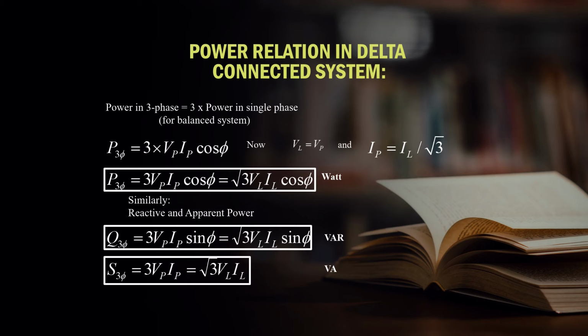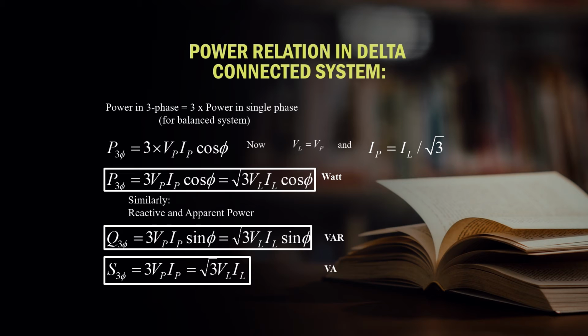So similarly, we can also find out the reactive power and apparent power. The expression for the reactive power can be written as Q is equal to 3 VP IP sin phi, where VP is the phase voltage, IP is the phase current. And what is the value of this VP? In case of delta connection, it is the line voltage, and in case of delta connection, phase current is equal to what? Line current divided by under root 3. So just put the value of this VP and IP in this expression.